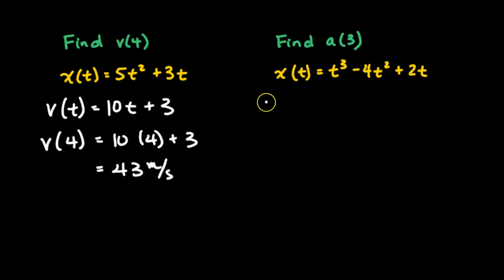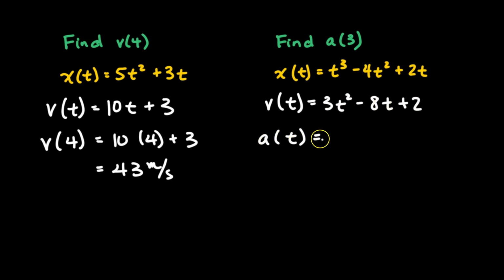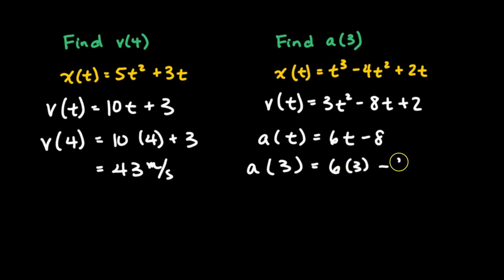Our next position function is t cubed minus 4t squared plus 2t. We're going to find the derivative of that function to get the velocity, which we get 3t squared minus 8t plus 2. And then we're looking for the acceleration, so we have to take the derivative again of the velocity function, which we get 6t minus 8, plugging in 3 into our function to find the acceleration at 3 seconds, we get 10 meters per second squared.